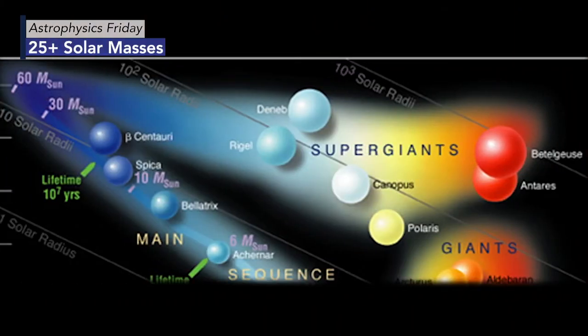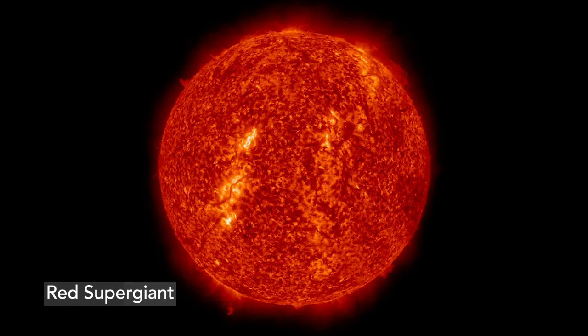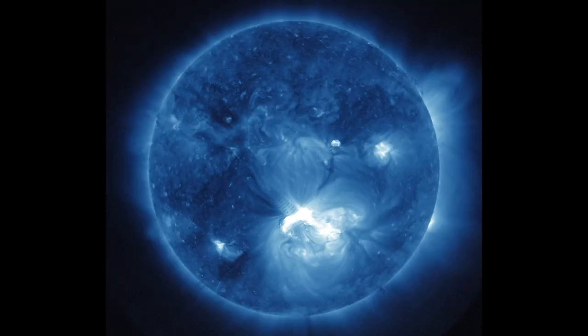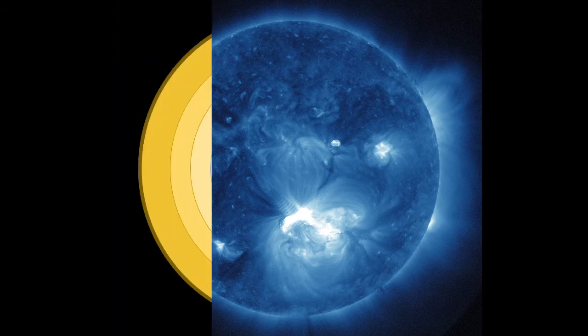Like 8 to 25 solar mass stars, these stars will turn into supergiants after they have left the main sequence. There are a few different ways for them to be supergiants. Some are red supergiants for the rest of the time they're fusing. Others start as red supergiants, then get hotter and turn blue for a while. And others become blue supergiants soon after leaving the main sequence, skipping the red supergiant phase altogether.